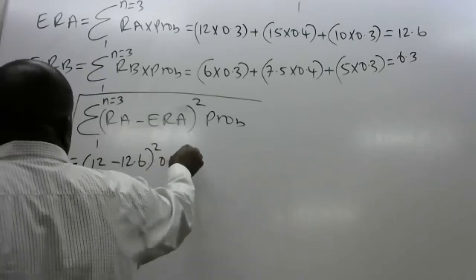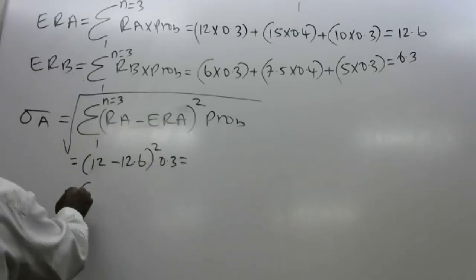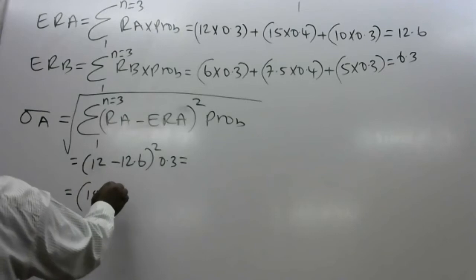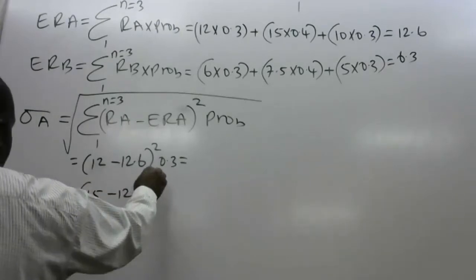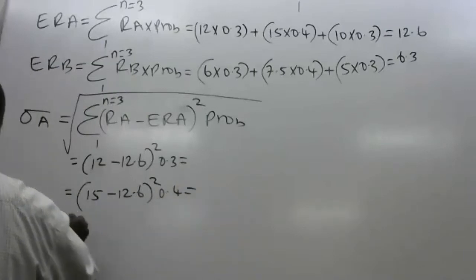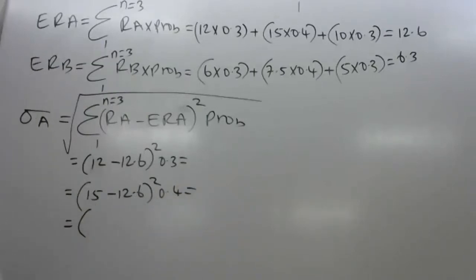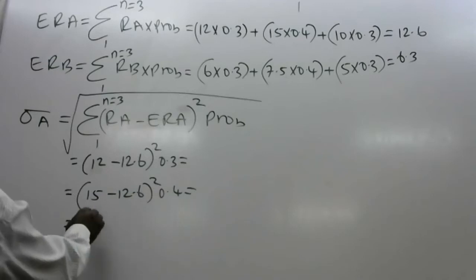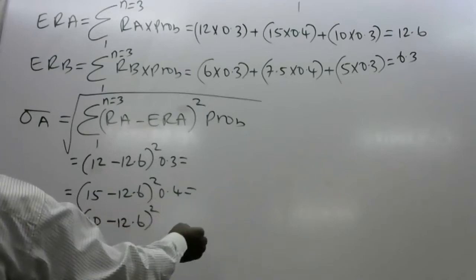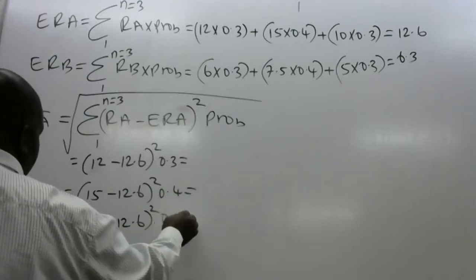The first probability was 0.3. We go to the second one. The second one was the one which was 15. We minus 12.6. We square. The probability is 0.4. Then we go to the next one, which is 10. Minus 12.6. We square. The probability is 0.3.